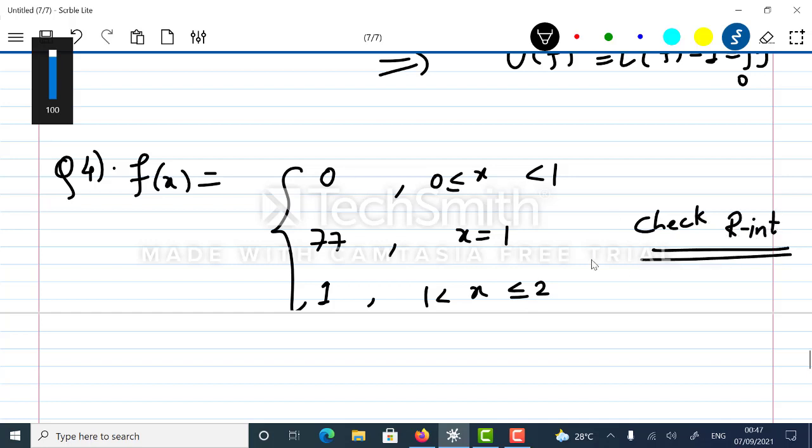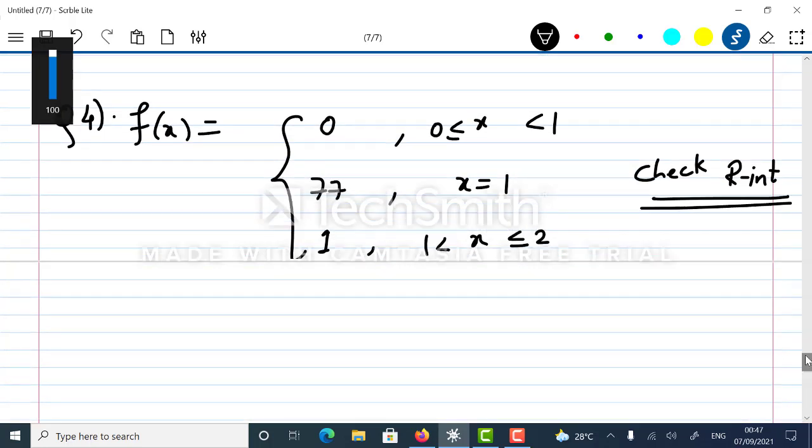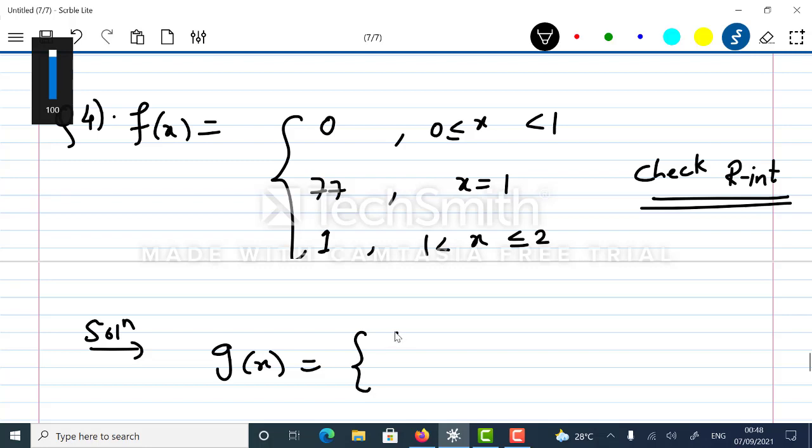Now instead of checking, one can easily observe that this function is discontinuous at 1, and a function which has finitely many discontinuities is R integrable. So this function is going to be R integrable. Now how to show that? There are many ways to get this. One of the possible solutions is as follows. I will construct g of x such that g of x is 0 if x is greater than or equal to 0 and less than 1, and it is 1 if x is between 1 and 2.